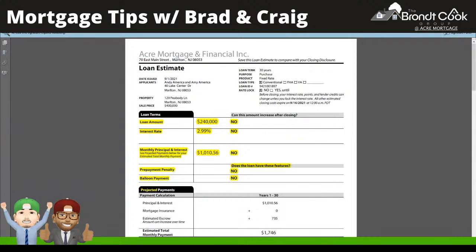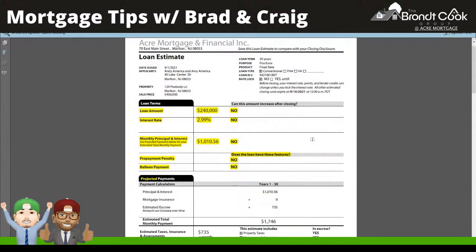Monthly principal and interest. This is only related to the loan itself, right? This number does not include all the other ingredients that may be in your payment, like mortgage insurance, taxes, homeowners insurance, flood insurance. So this is only pertaining to the loan itself. That's the principal and interest at a 2.99% interest rate on $240,000. It asks the same question, can that go up? The answer is no. If the rate's not moving, that payment is going to stay true for the duration of the loan. And then the next two parts are really about questions regarding negative features.